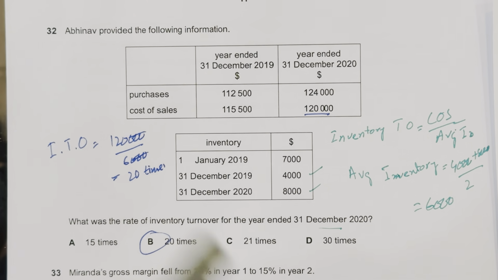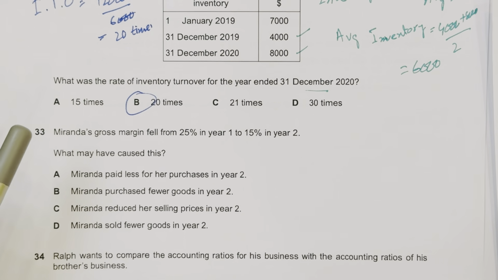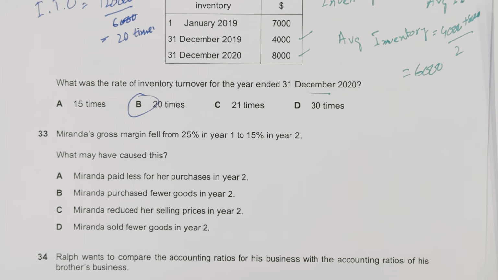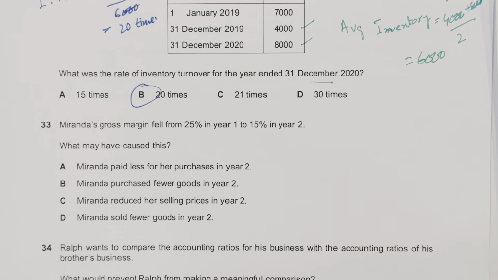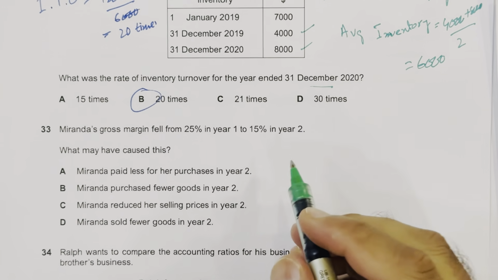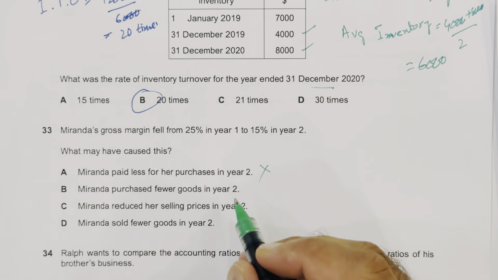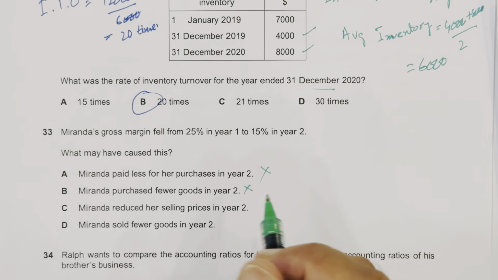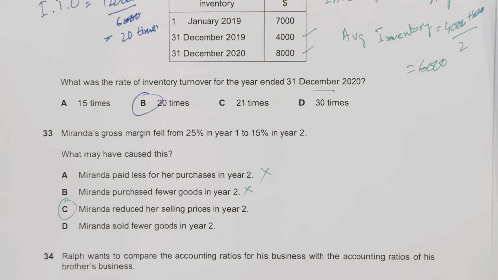Okay, moving to question number 33. Miranda's gross margin fell from 25% in year 1 to 15% in year 2. What may cause this? Miranda paid less for her purchases in year 2? No. Miranda purchased fewer goods in year 2? No. Miranda reduced her selling price? Yes, that's why her margin became less. So option number C is the right answer.